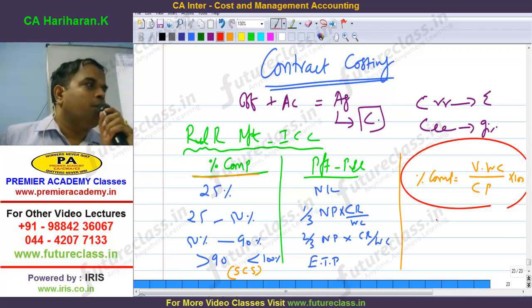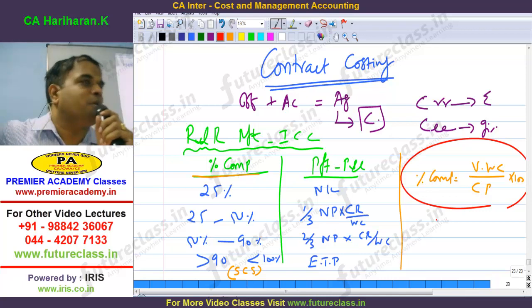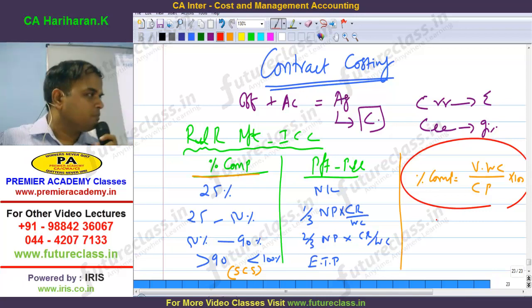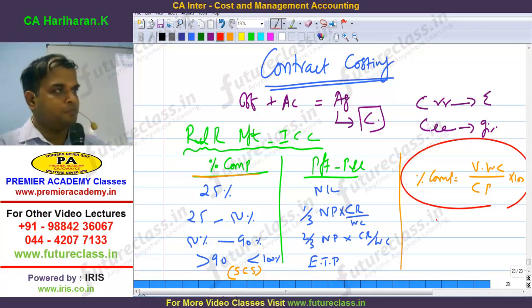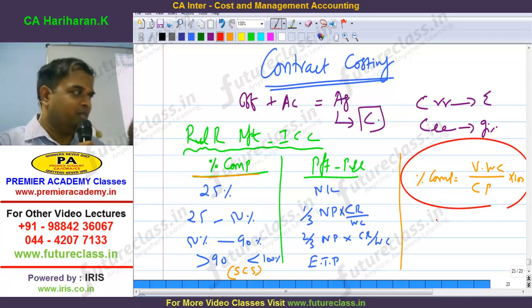So this time, how do we solve contract costing? What is the concept for solving a problem? Go to problem number 4. The rules are already there in the packet book, you can refer. Okay, go to the 4th problem.